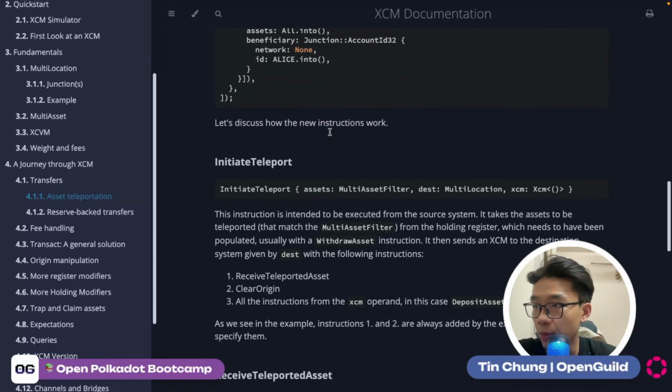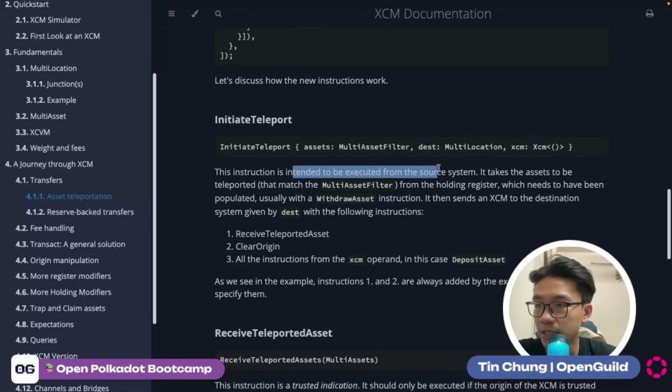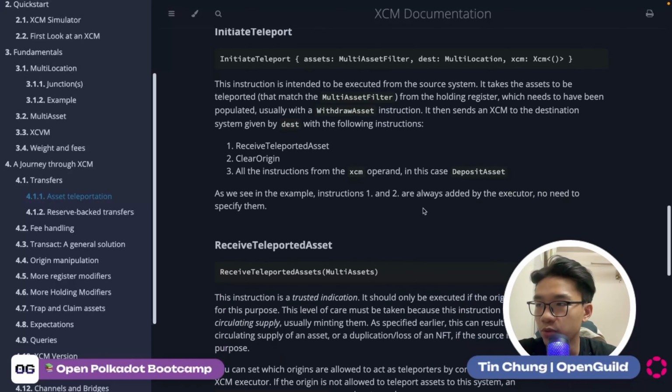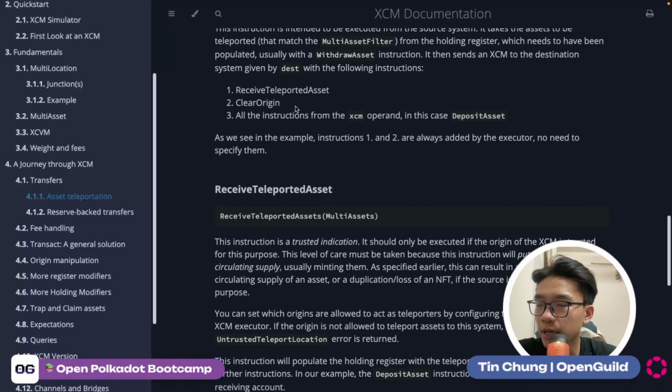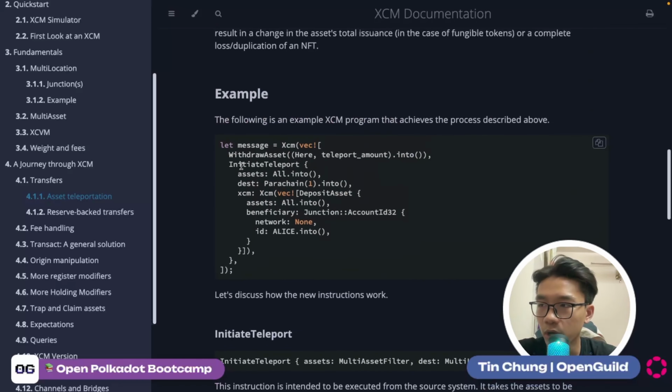Initiate teleport is an instruction intended to be executed from the source system. It takes the asset to be teleported that matches the multi-asset filter from the holding register, which needs to have been populated, usually with a withdraw asset instruction. It then sends an XCM to the destination system given by the destination, with the following instructions: receive teleported asset, clear origin, and all instructions from the XCM operand are going to be executed. What should be noted here is that receive teleported asset and clear origin are always added when you call initiate teleport.